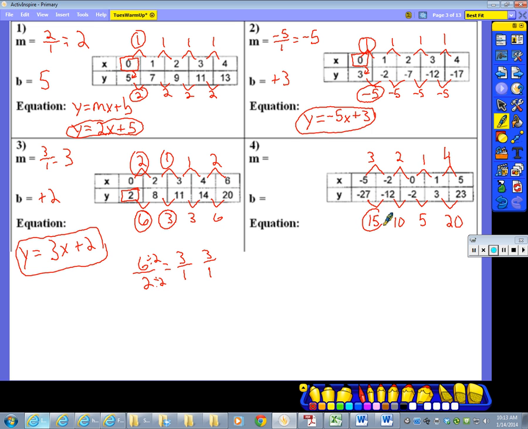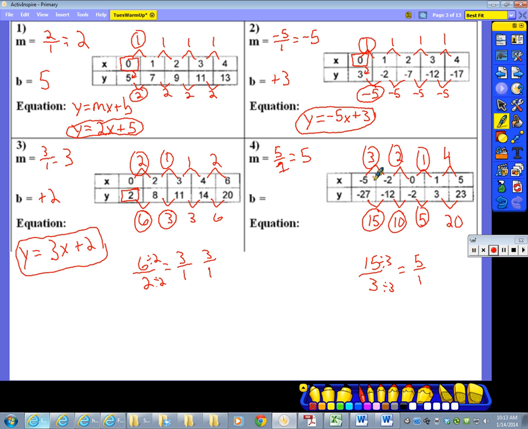So when y changes by 15, x changes by 3. This can be simplified by dividing by 3. And I'm left with 5 over 1. And you see, really, that's what all of these are going to simplify to be, 5 over 1. So my slope is 5 over 1, which simplifies down to just 5.